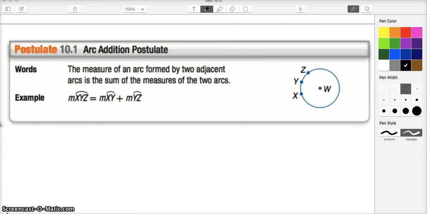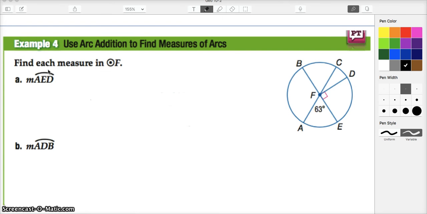When we deal with the arc addition postulate, we need to recognize that when we have adjacent arcs, those two arcs add up to be the larger arc. Does that make sense? So the measure of an arc formed by two adjacent arcs is the sum of the measures of the two arcs. I think it's kind of an obvious one, but it's a neat little postulate to hold on to. So with that postulate in mind, let's take a look at this one. We're going to find each measure in this particular circle.